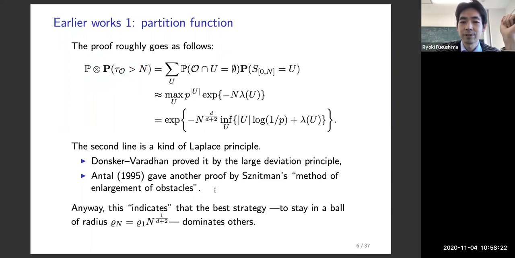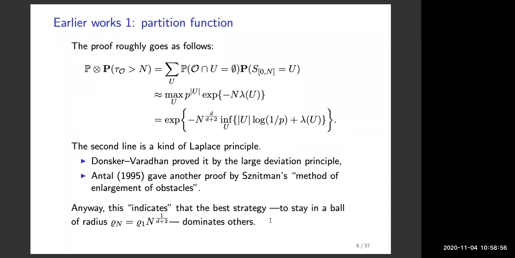And what was the best strategy? The best strategy is that we pay so much for the environment probability so that it provides a large obstacles-free ball of radius n to the 1 over d plus 2. And that costs a lot. But once you have this very big obstacles-free ball, then it makes it very easy for the random walk to survive. So it's a balance between obstacles configuration and the random walk probability.